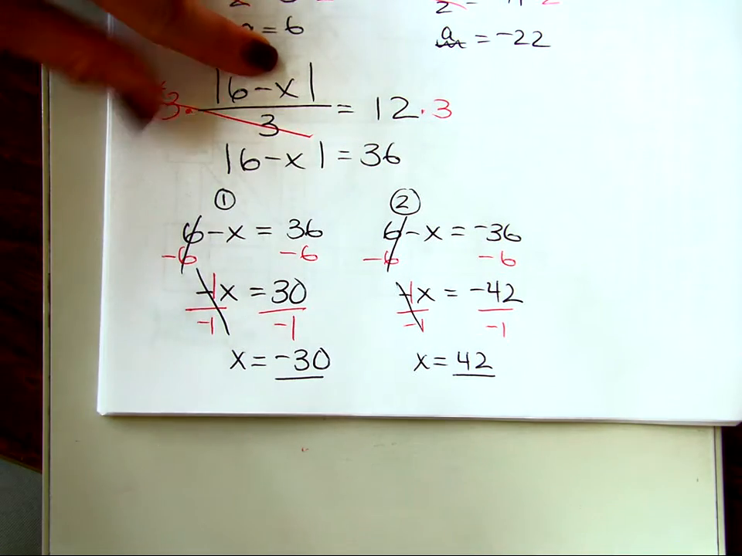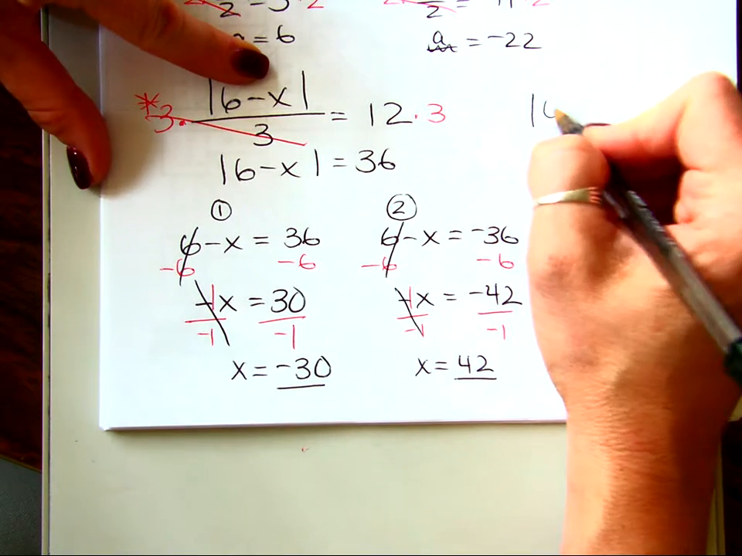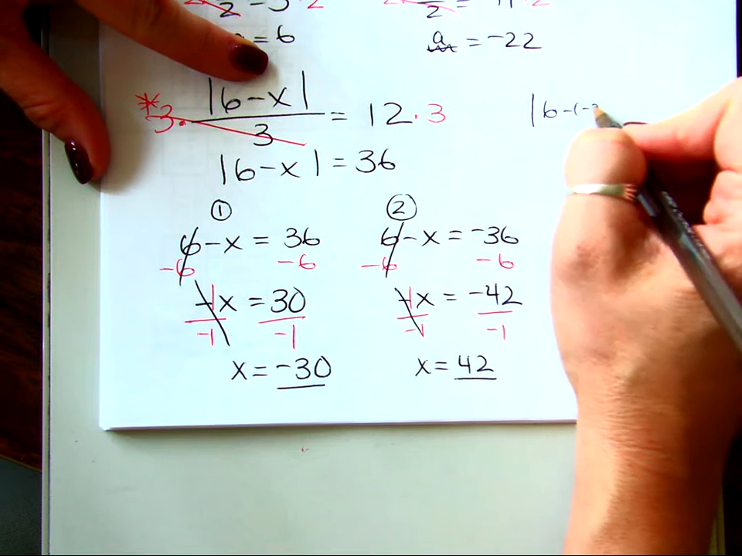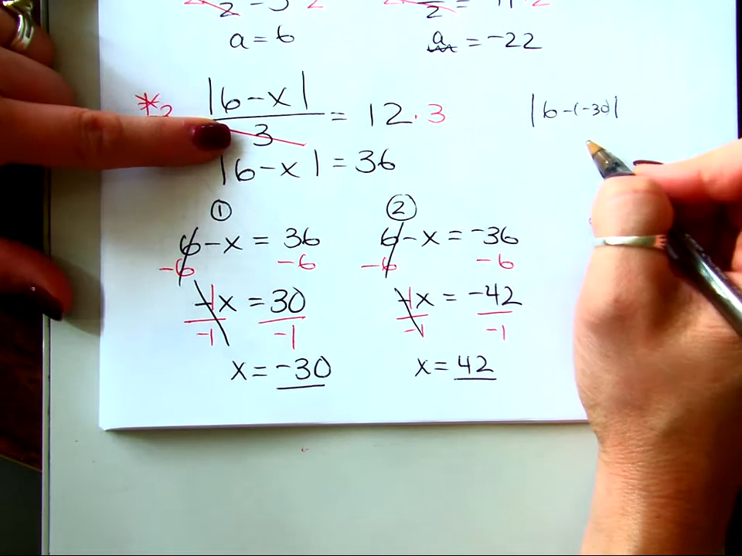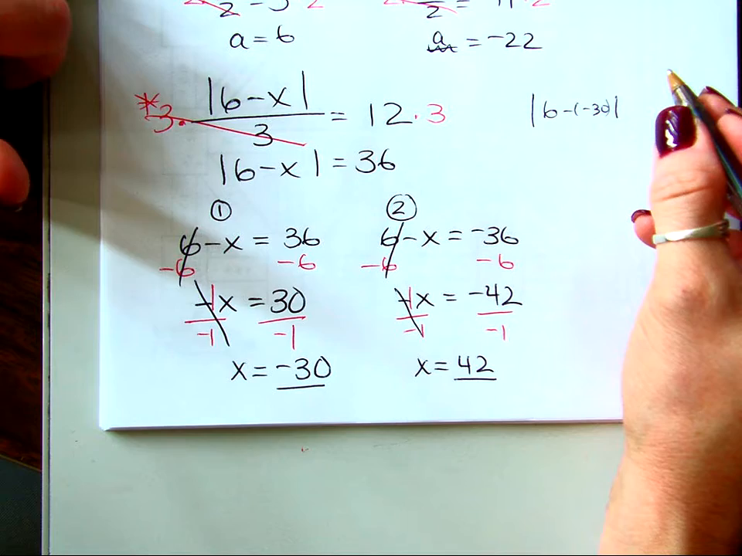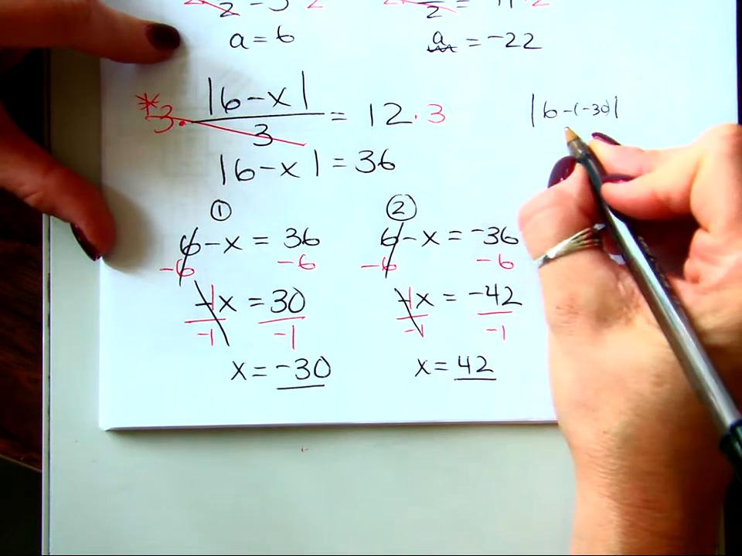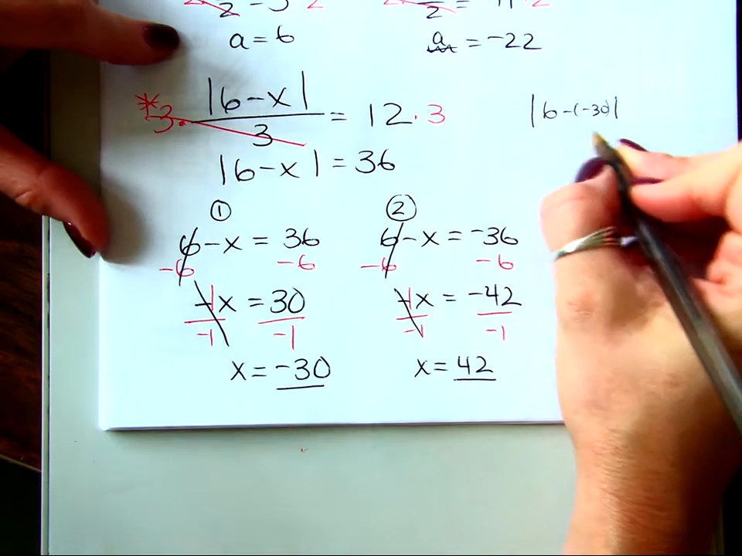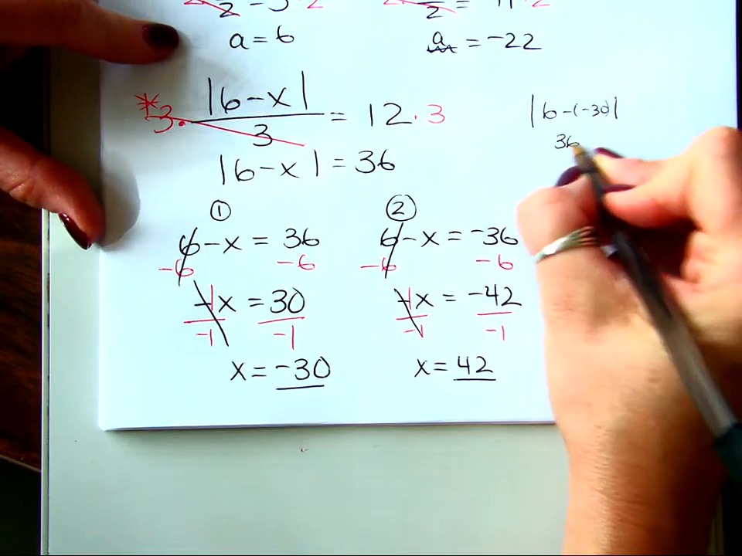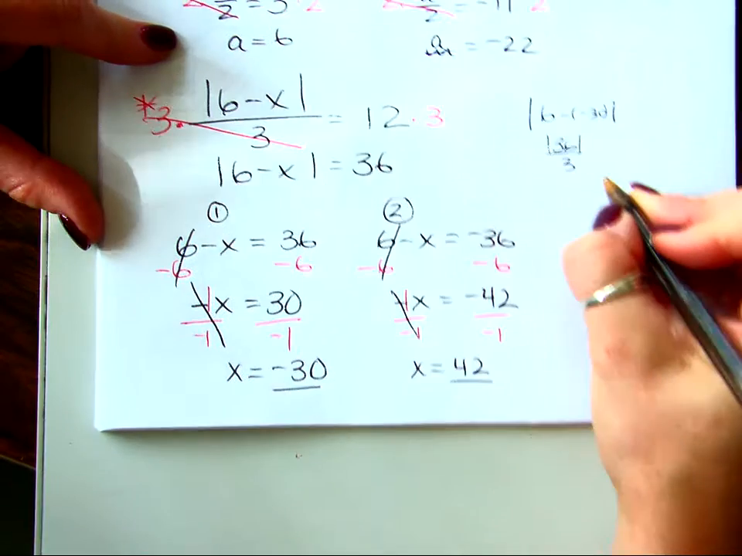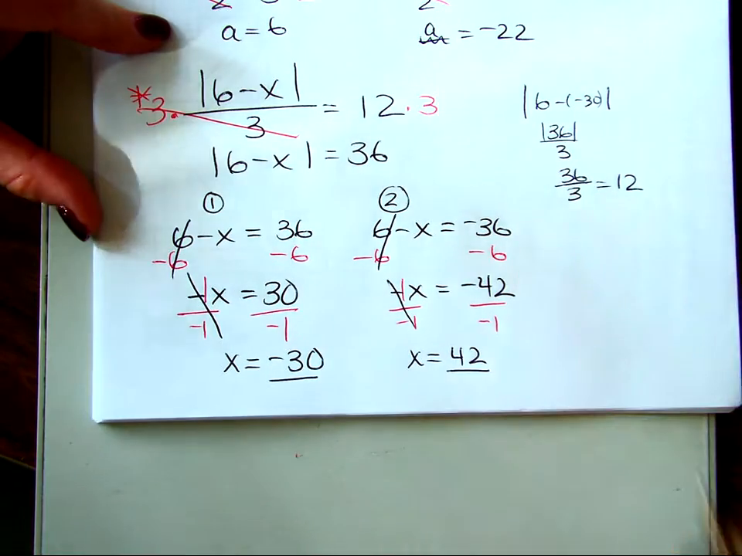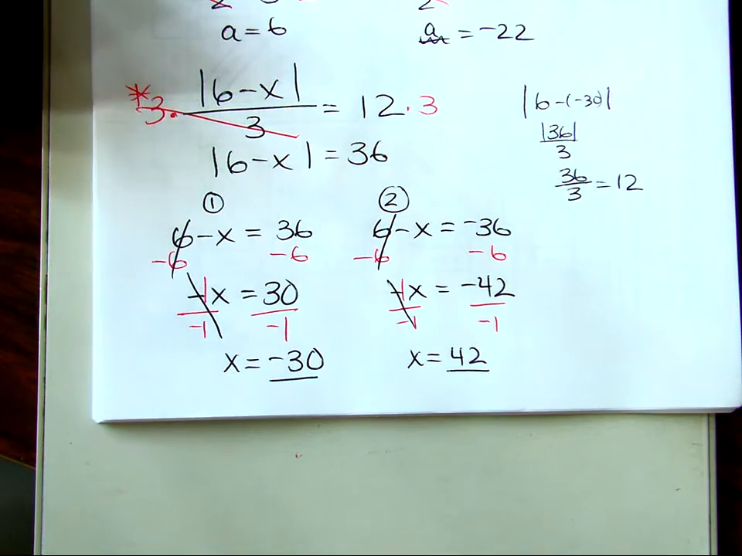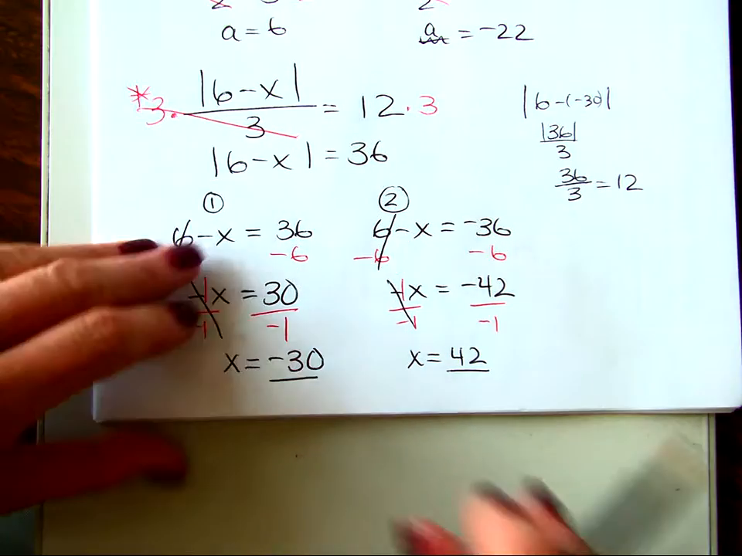So just do a quick check. If I did 6 minus negative 30, took the absolute value of that, divided it by 3, I should get 12, right? So if I were to do 6 plus 30, what is that? 36. What's the absolute value of 36? And is 36 divided by 3 12? Yep. You always have that option to check. And it's a good option to use, right?